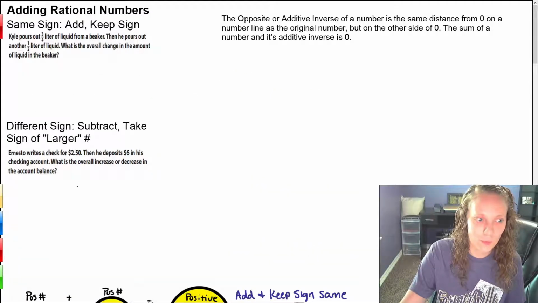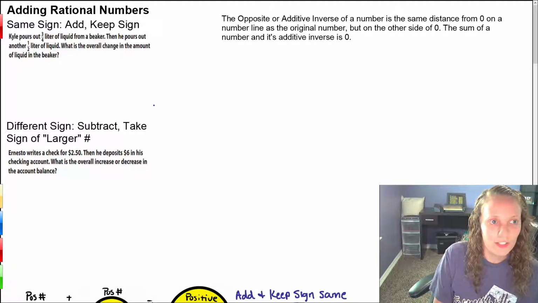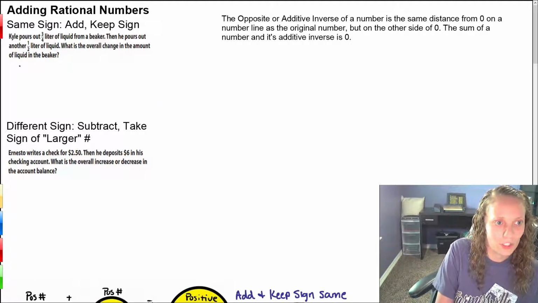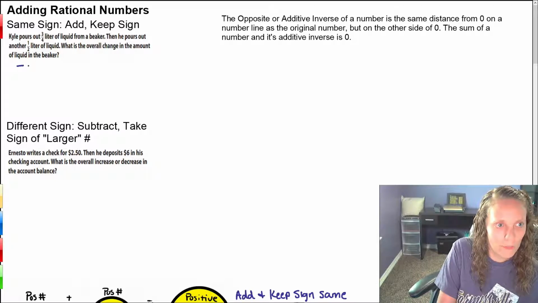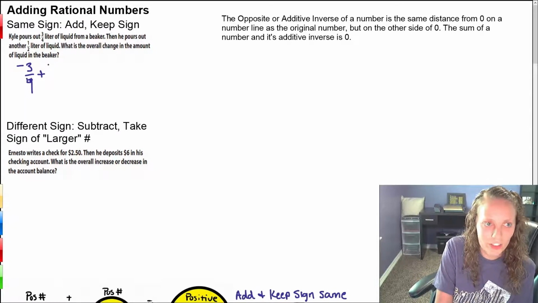Let's look at the first word problem. Kyle pours out 3/4 of a liter of liquid. When you're pouring out liquid from a beaker, that is negative, and this is a -3/4. Then he pours out another 1/2. So we're going to add another -1/2.